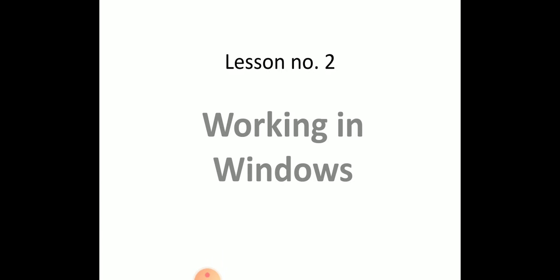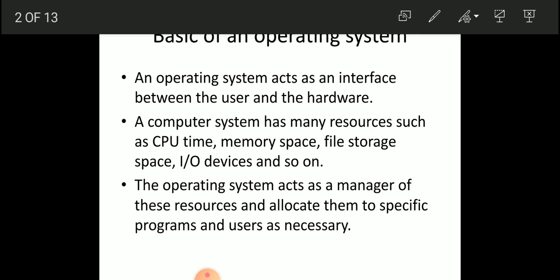In the previous class we saw input devices and output devices. In this lesson we will see working in Windows. Basics of an operating system. An operating system acts as an interface between the user and the hardware. That means a computer system requires an operating system because it interacts between the user and the hardware.